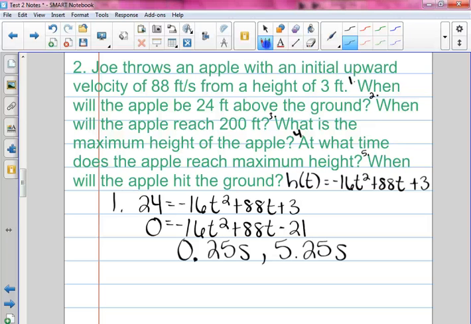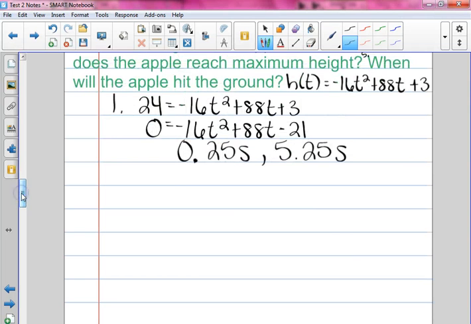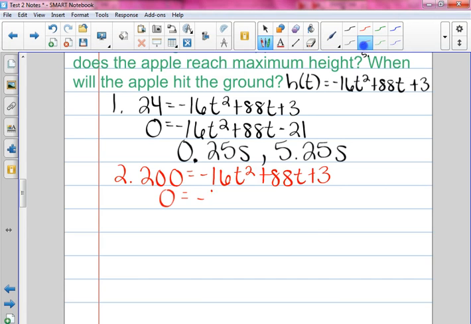All right, when will the apple reach 200 feet? All right, well, let's figure that out. This time I need to set it equal to 200. So 200 equals negative 16t squared plus 88t plus 3. And you need to subtract 200 on both sides. So 0 equals negative 16t squared plus 88t minus 197.